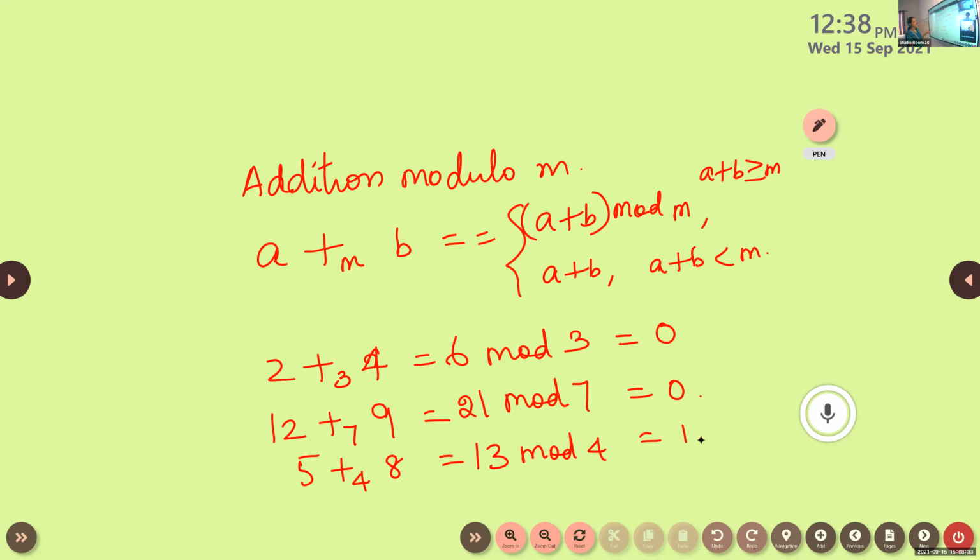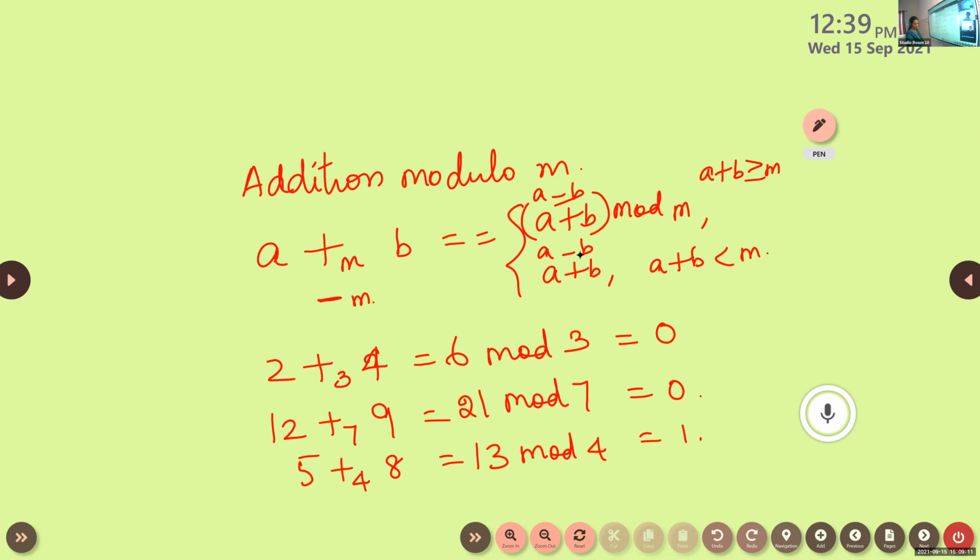Similarly, subtraction modulo. After subtraction, we have to find the modulo. Instead of plus, we'll write minus. The same method only, minus_m. It's A minus_m B. Here also it is A minus B if A minus B is less than m, and A minus B mod m if A minus B is greater than or equal to m.